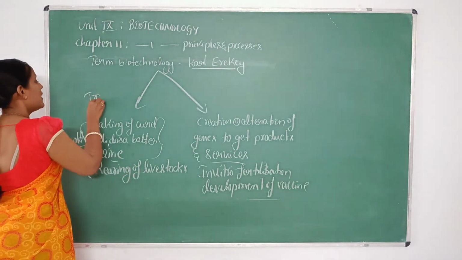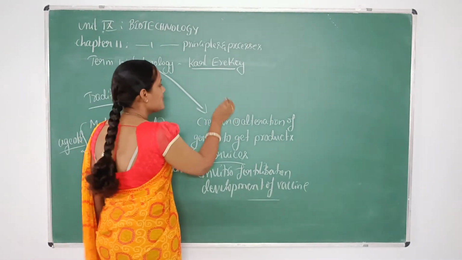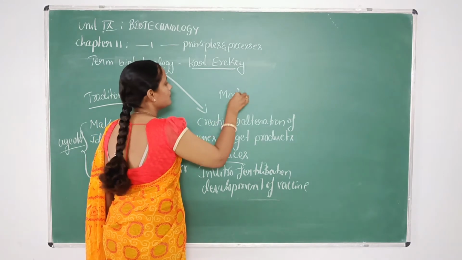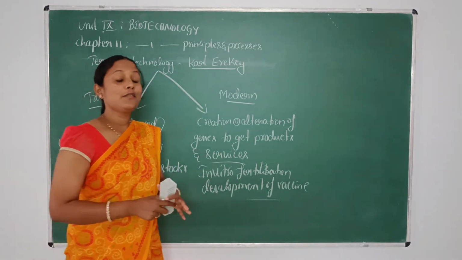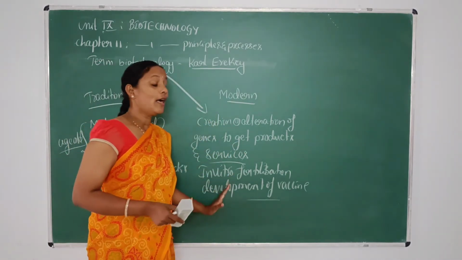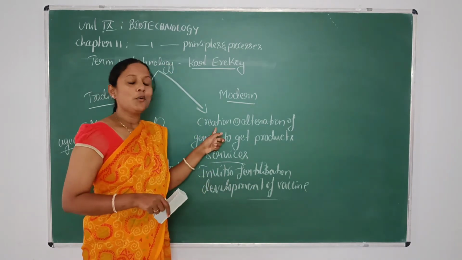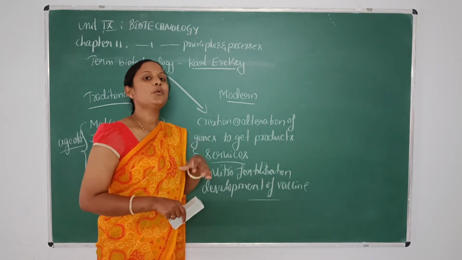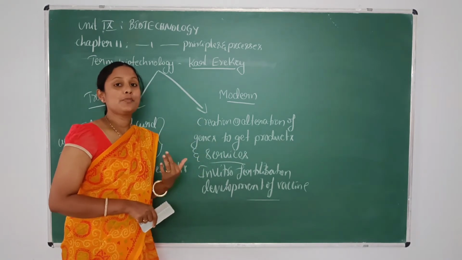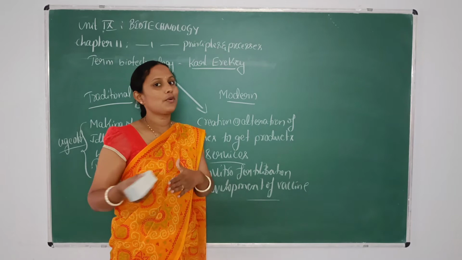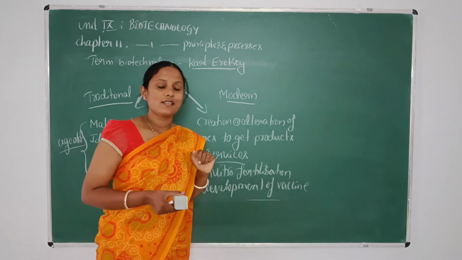So this is traditional biotechnology and this is modern biotechnology. And now in this chapter we are going to discuss what are all the advanced techniques developed in modern biotechnology. That is, how the genes can be altered, how it is possible to create a new gene, or how it is possible to develop the vaccines. Those processes we will be studying in detail under the chapter biotechnology principles and processes.